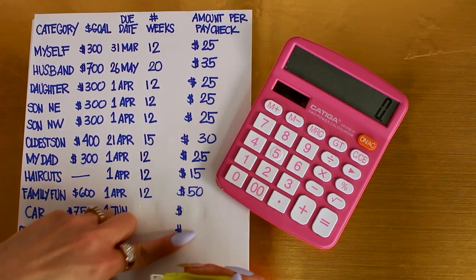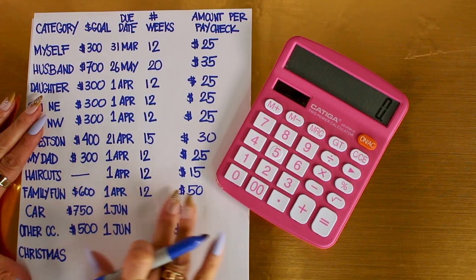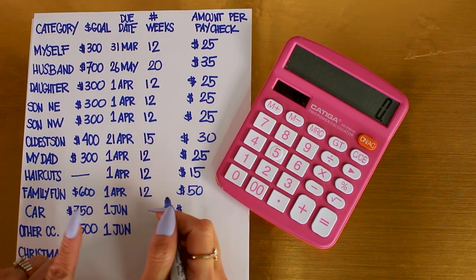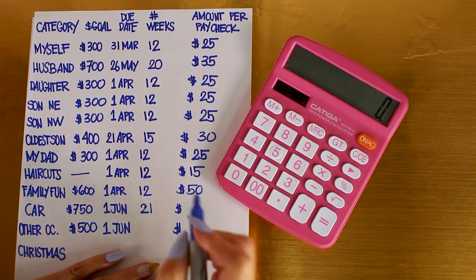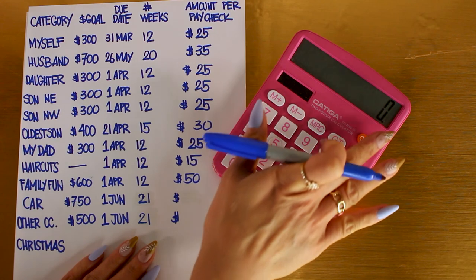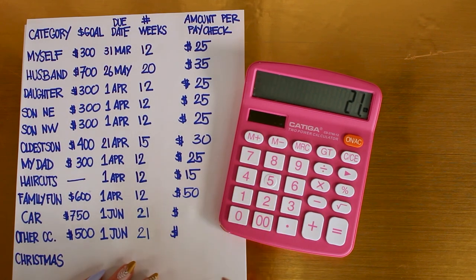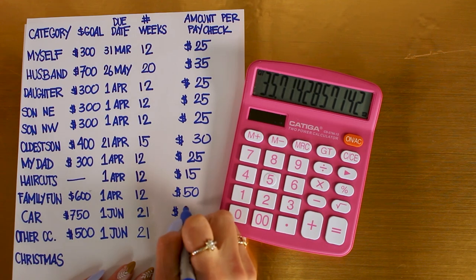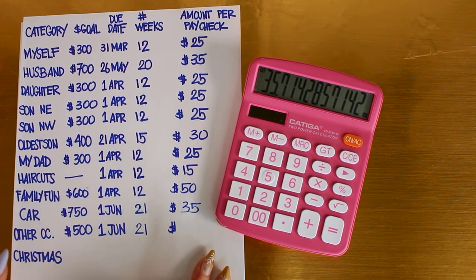All right, so, because I was double checking my calendar, it will take me about 21 weeks from now until my due date. Okay, so 21 weeks. So, this is also 21 weeks. Okay, you guys. So now we can calculate. $750 divided by 21 weeks, okay? That gives me $35.71. So let's just do $35, okay? And then now we can go to other occasions.